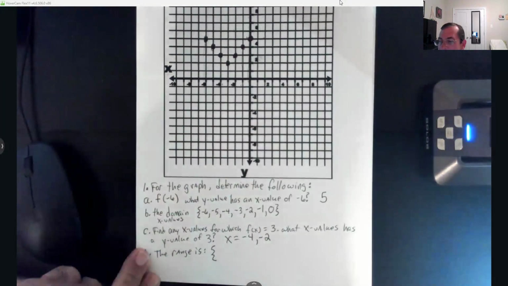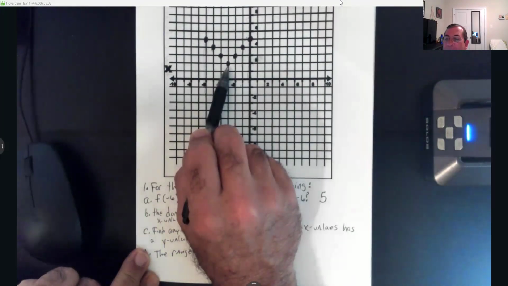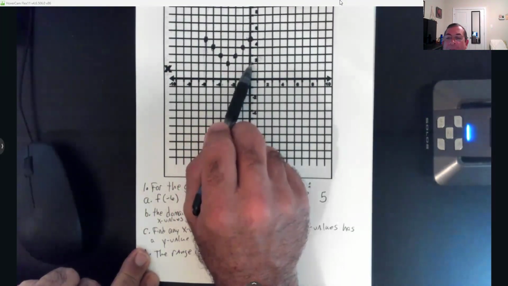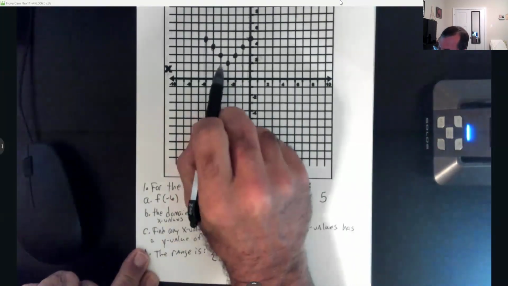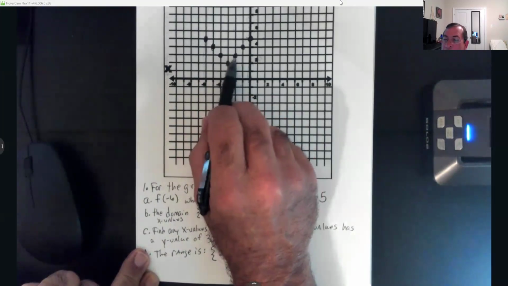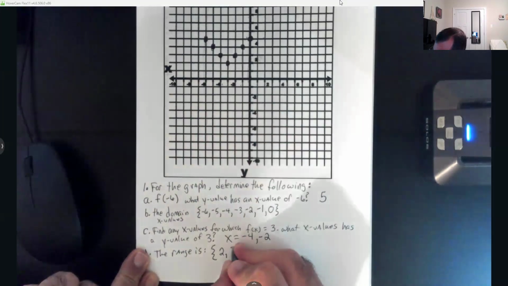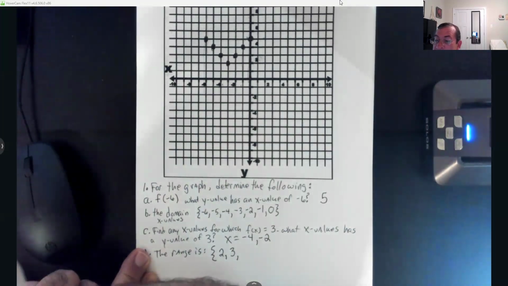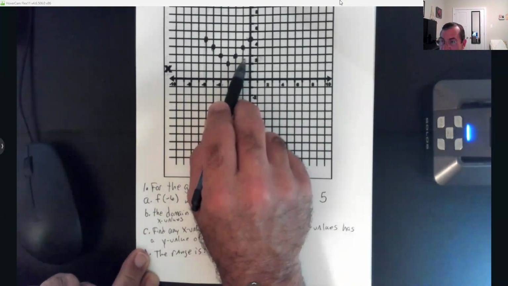The range is the y values. Well, the smallest y value is going to be that point right there. So let's see, if we go to the y-axis, we see that that has a y value of 2. All right, going up the y-axis, these 2 points are next. These 2 points have a y value of 3. Now, when you're looking at the range, you don't have to put repeats in it. Although I had 2 points on 3 for the y value, I only had to list it once, okay?